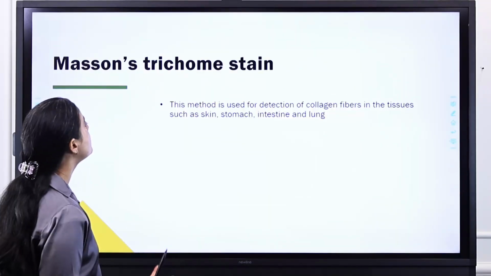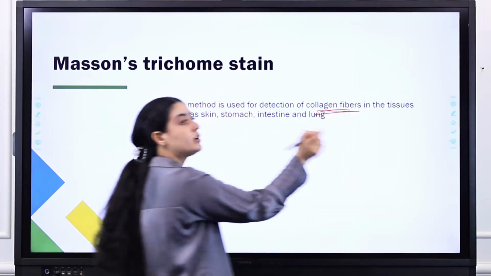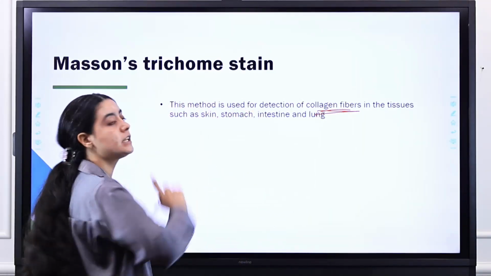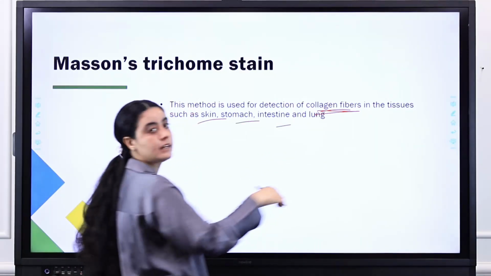Now the Masson's trichrome stain is used for the collagen fibers. The previous stain is used for the reticular fibers. This stain is used for the collagen fibers which are present in skin, stomach, intestine, lungs and so on.